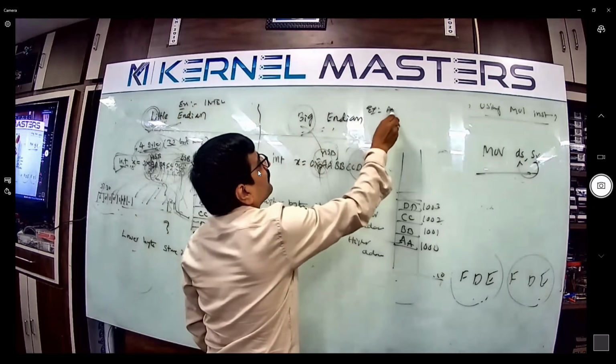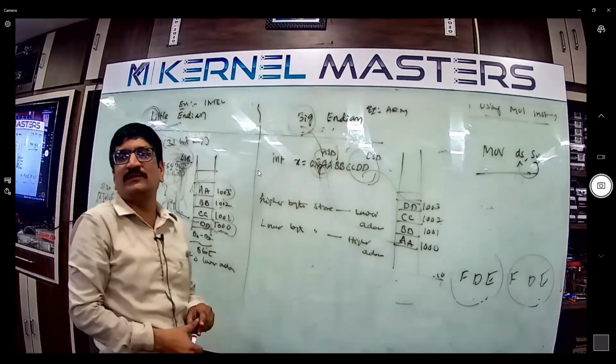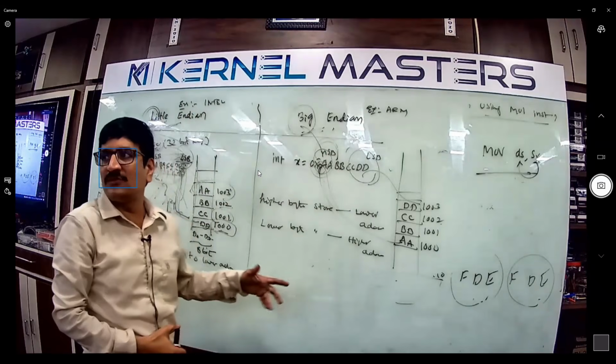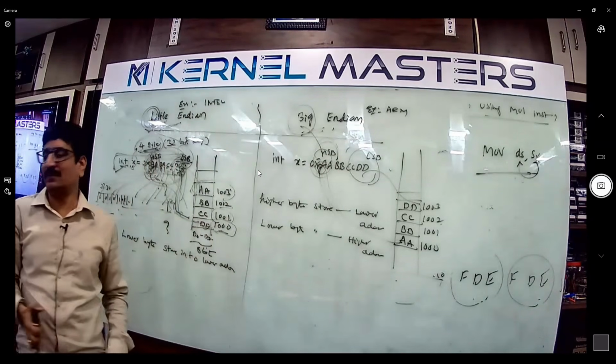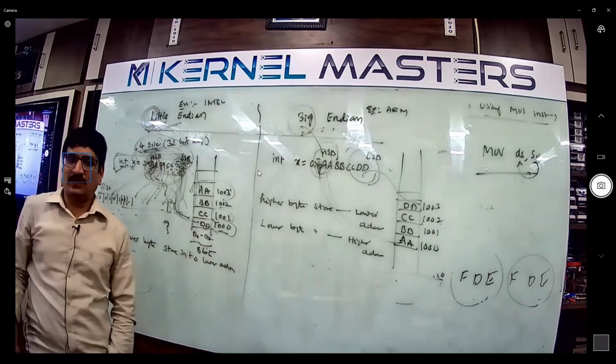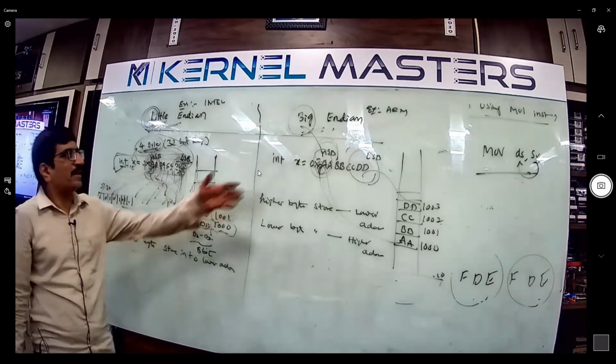In our embedded systems, most of the architecture follows Big Endian. General purpose computers, which one? Intel is a? Which one? It is Little Endian. Understood now? Depending on the architecture, some follow Little Endian only, and some follow Big Endian only.